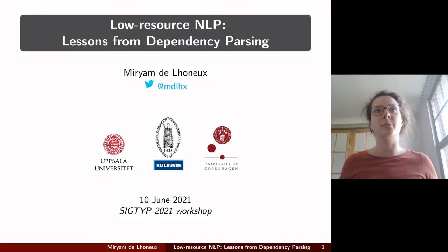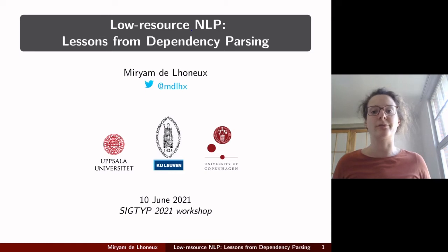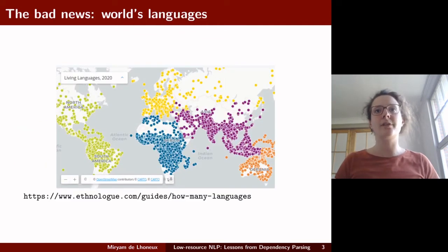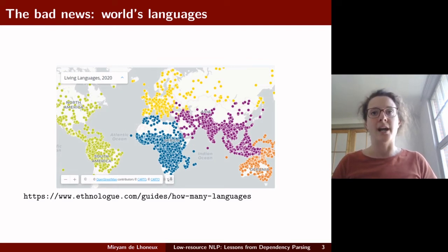Hi everyone, I am Miryam de Lhoneux and this talk is about low resource NLP with a primary focus on dependency parsing and what we can learn from it generally. I want to start with this figure which represents language diversity in the world, where each of the dots represents a language and roughly where it's spoken. And we all know that NLP does not cover much of that.